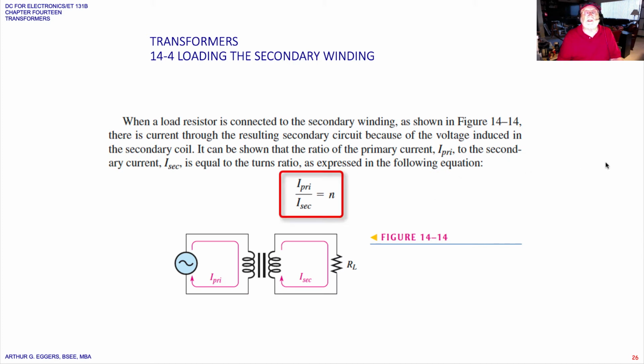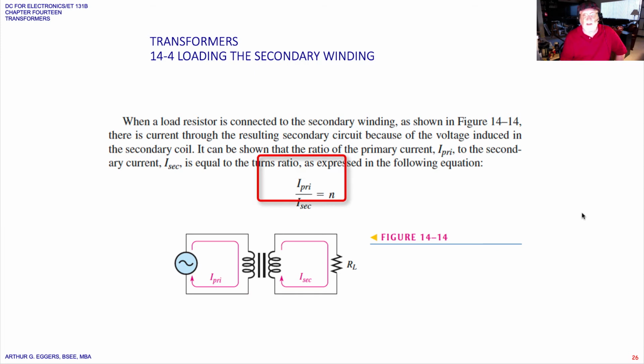When a load resistor is connected to a secondary winding as shown, there's a current through the resulting secondary circuit because of the voltage induced in the secondary coil. It can be shown that the ratio of the primary current on the left to the secondary current on the right is equal to the turns ratio. We saw this relationship earlier with voltage and windings. Now we have current in the primary and current in the secondary set up as a ratio to give us a ratio N.